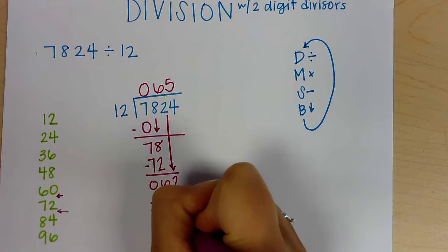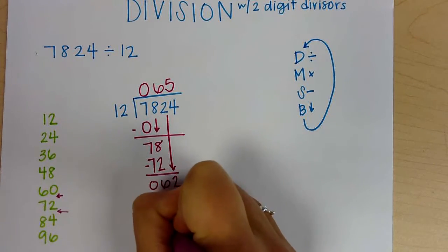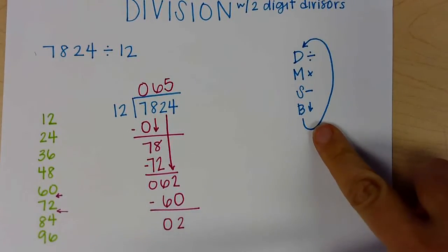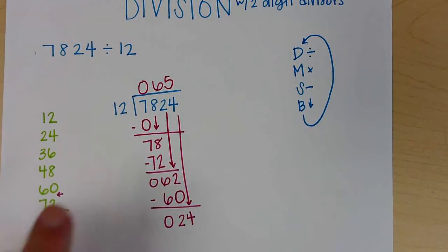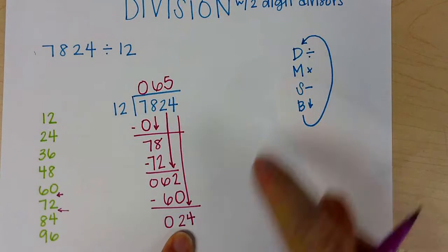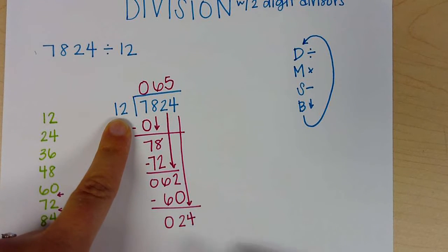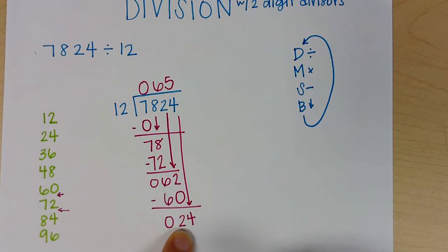Subtract. 2 minus 0 is 2. 6 minus 6 is 0. Bring down. All right, 24. I go back up to that top. 24 divided by 12. How many times does 12 evenly go into 24? Twice.